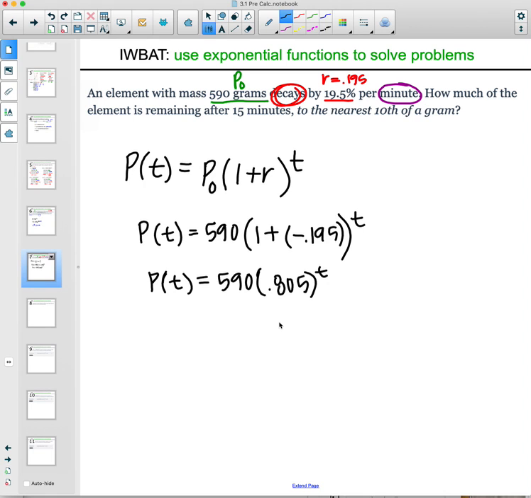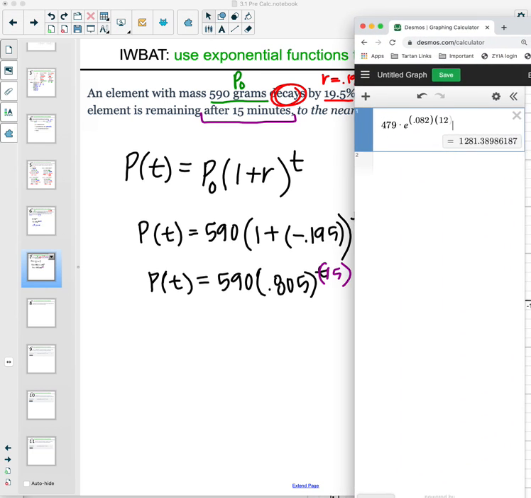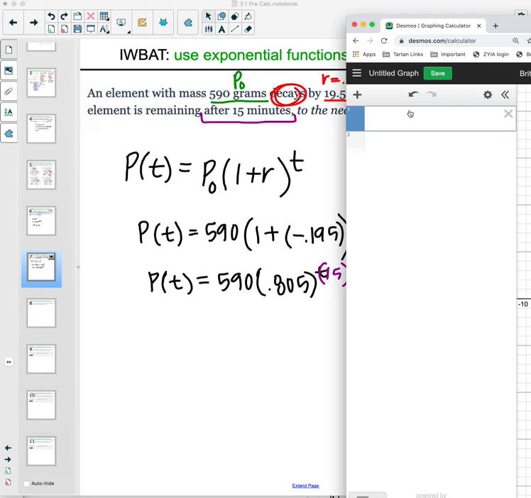And now this one wants to know how much of the element is remaining after 15 minutes. So we're going to want to plug 15 in here and do to the nearest tenth of a gram. So again, you can go to your Desmos calculator and you can type in 590 times 0.805 to the 15th. And it'll just calculate that for you. This one wants the nearest tenth, which is that first decimal place. So we'll round that to 22.8.